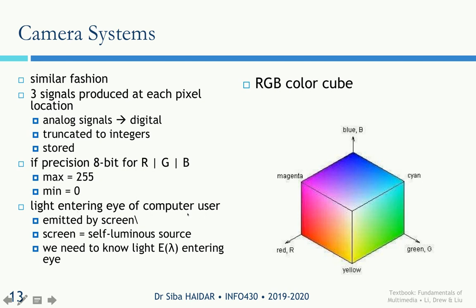And the light entering the eye of the computer user is in fact emitted by the screen, which we consider a self-luminous source, so we need to know the light E of lambda entering the eye. Here we can represent the famous RGB color cube. In the center we have 0, 0, 0 for R, G and B, and it is the color black, the absence of color. And on the opposite side we can find the color white, which is for maximum R, G and B values. And in the corners between B and R, for example, you can find the magenta color. Between B and G, you can find the cyan color. And between R and G, you can have the yellow color. Okay, so this is the RGB cube.